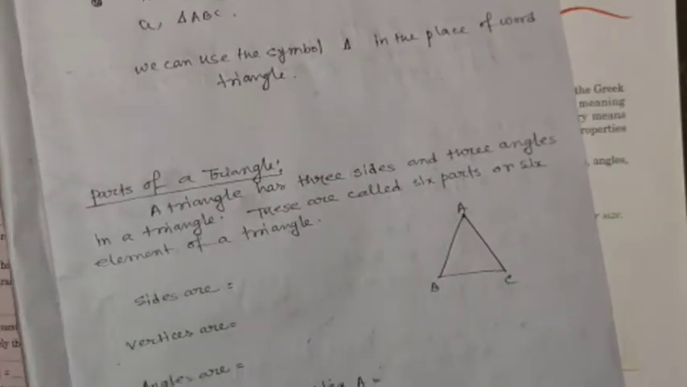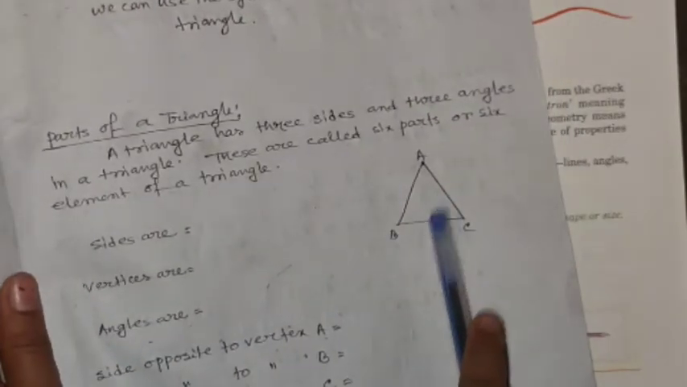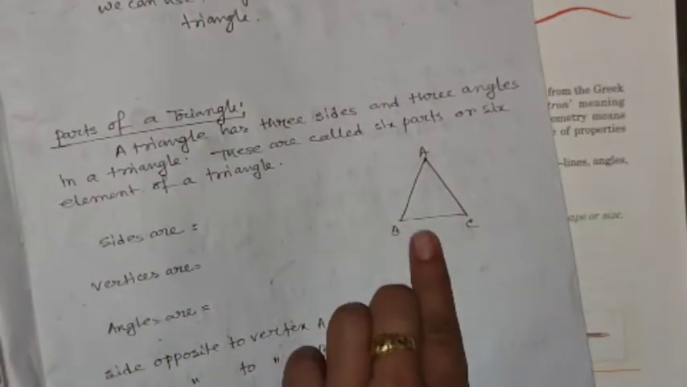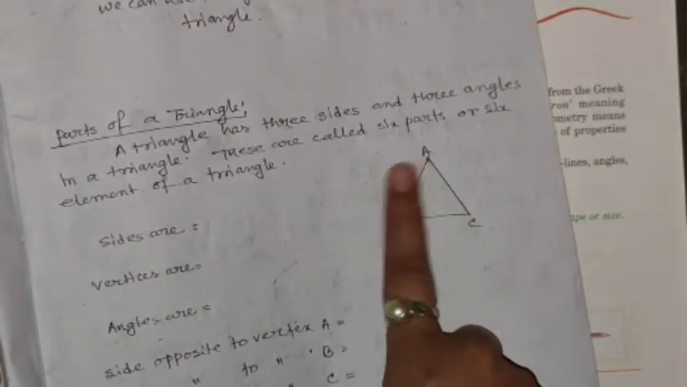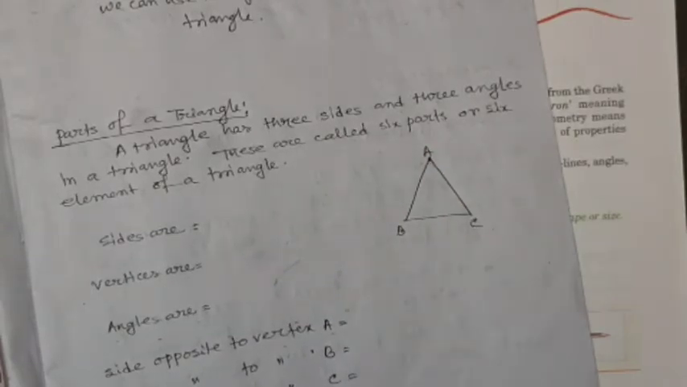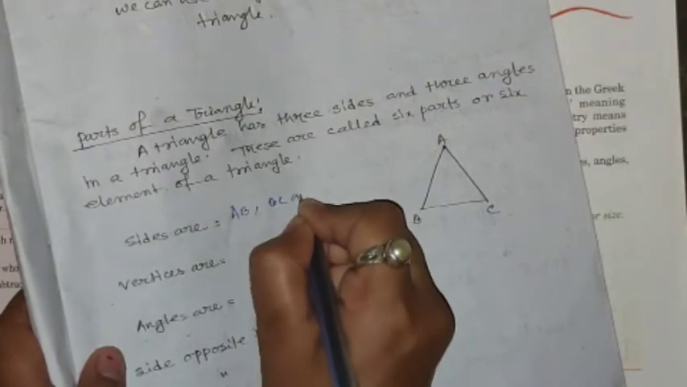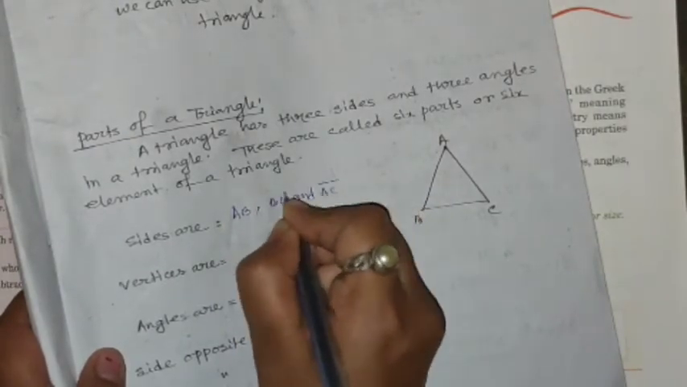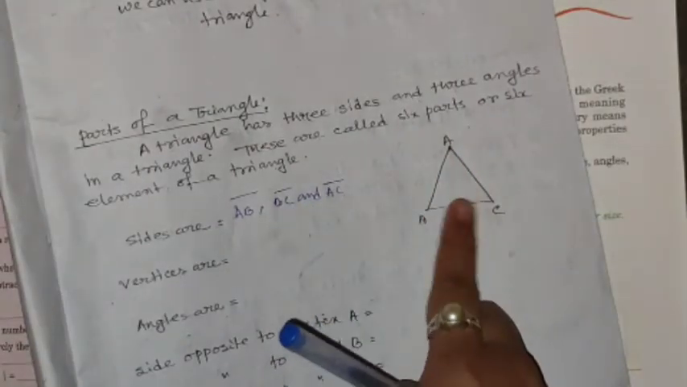Next we will learn about the parts of a triangle. A triangle has how many sides? 1, 2, 3. So the line segments in a polygon are called the sides. So a triangle has 3 sides: AB, BC, AC. These are the sides of a triangle.